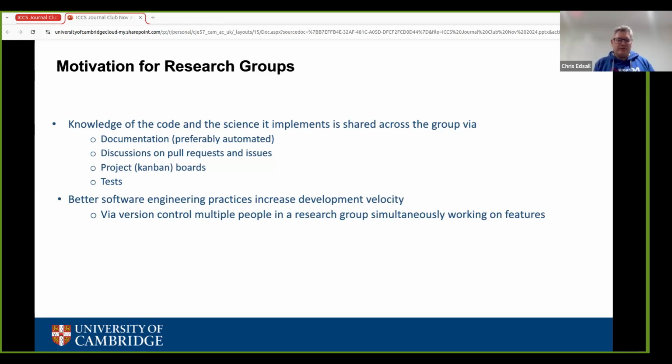So I think it came out of Toyota for tracking parts in a car factory, but it turns out it's also useful for tracking work in a software code base. And we make extensive use of that in the ICCS.